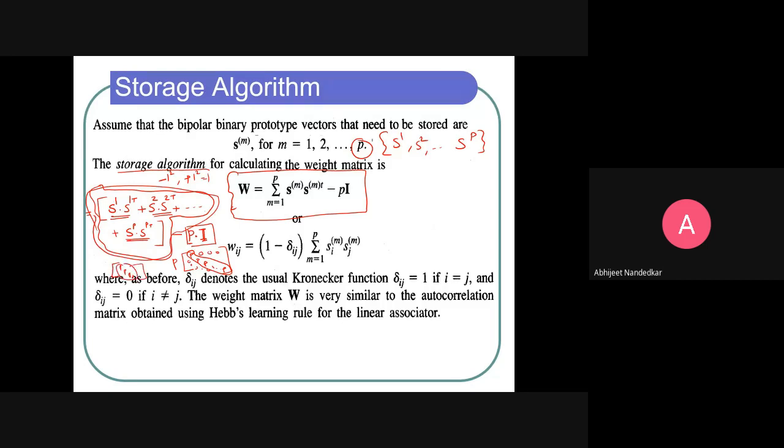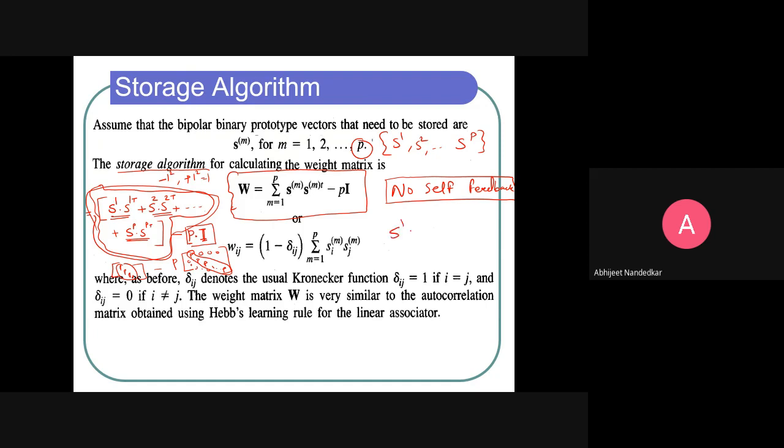Okay, so when I do this subtraction, the diagonals will be made 0. Now why do I want to do that? Because there is no self feedback. To do that, I just make those connections 0.